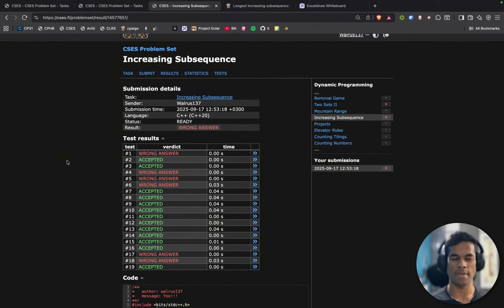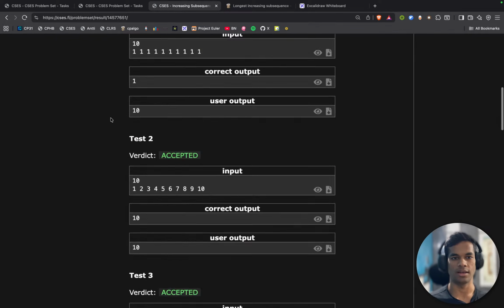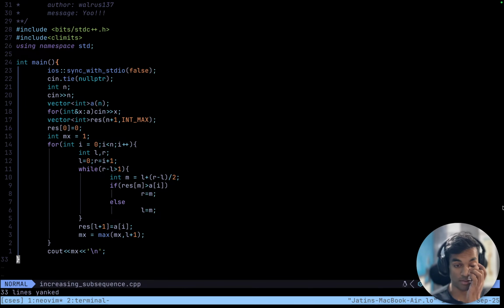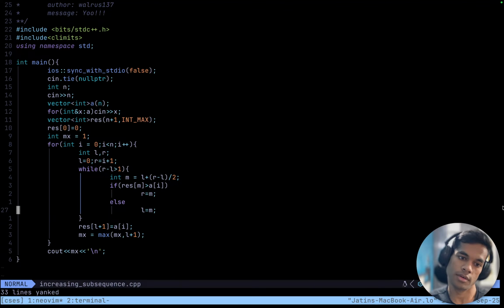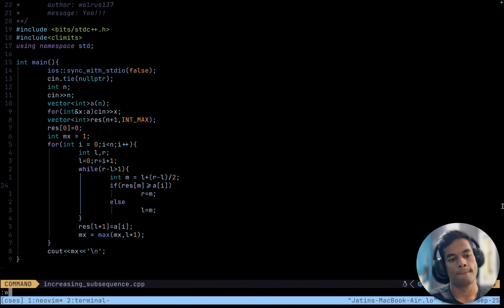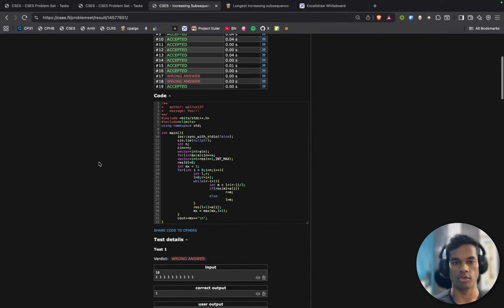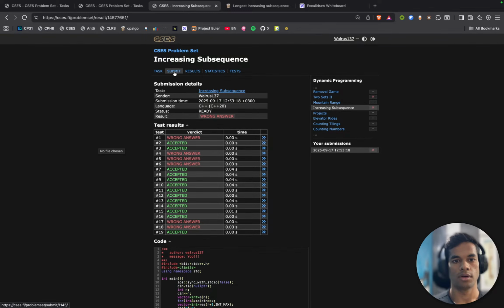Hope. Okay, a wrong answer in the first one. User outputted 1, which is bad. Now it is correct. Yep, now it is going to be correct because I was pairing up same numbers. It has to be strictly increasing. Strictly.